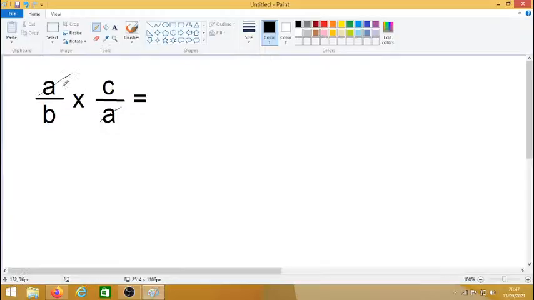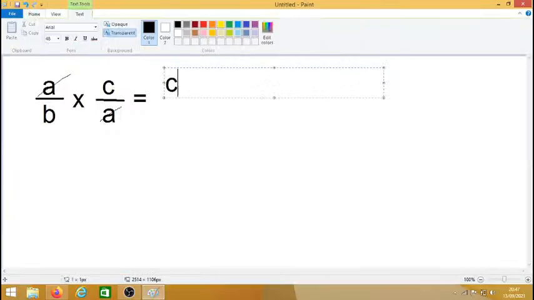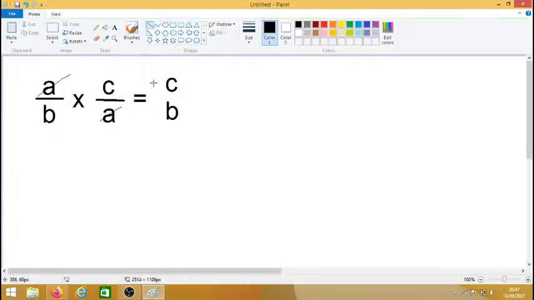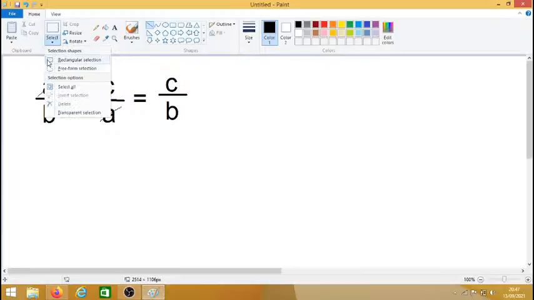Like I said, a divided by a is really 1. We don't need to write the 1. So all we're left with is c over b. Nice and easy. We don't know what c is, we don't know what b is, so we don't know that they cancel or not. We're just going to leave them as c over b.